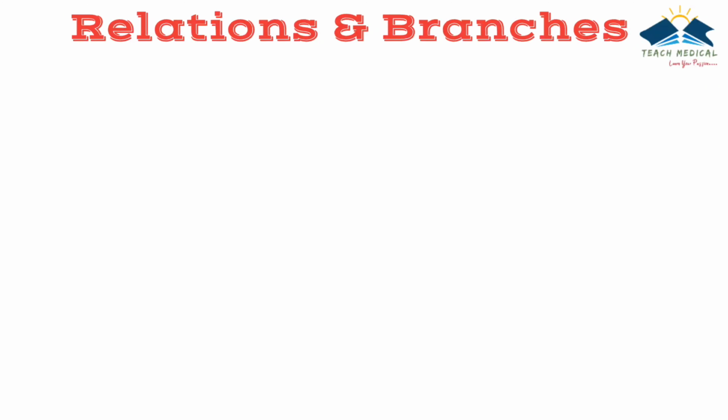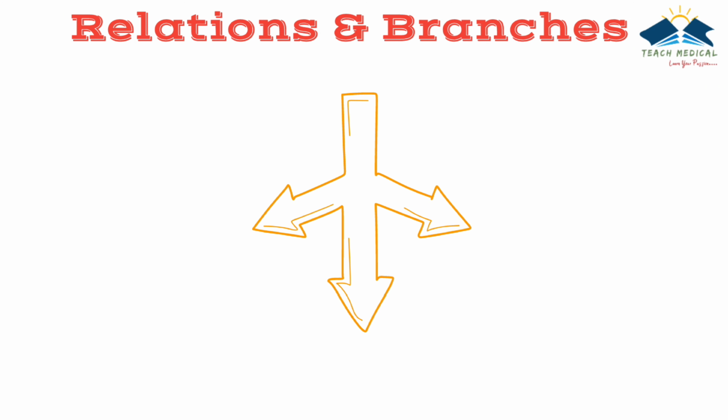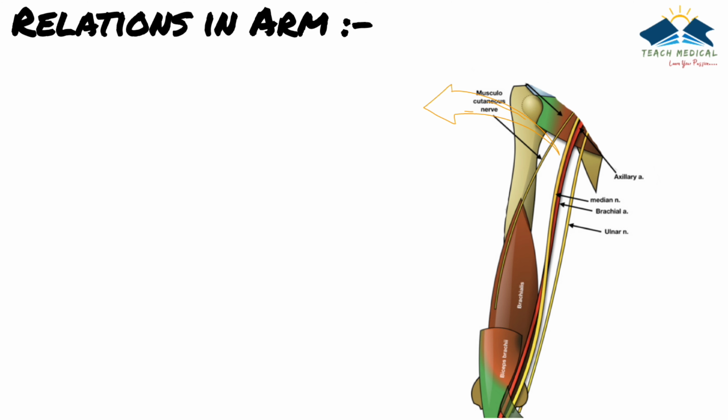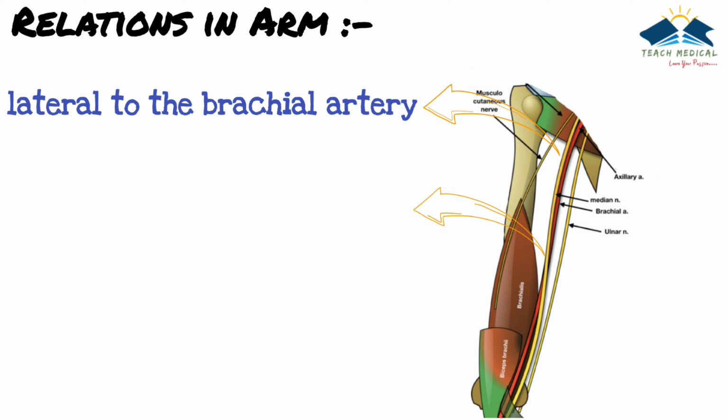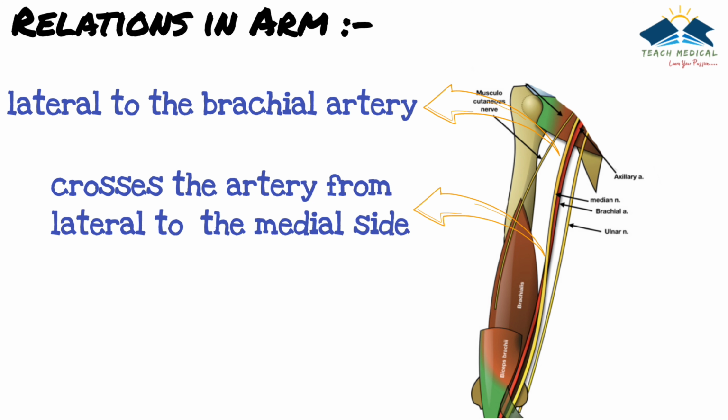Relations and branches of the median nerve. To make it easy to remember, we may divide it into arm, forearm, and palm. Relations in arm. In the upper part, it is lateral to the brachial artery. In the middle of the arm, it crosses the artery from the lateral to the medial side.